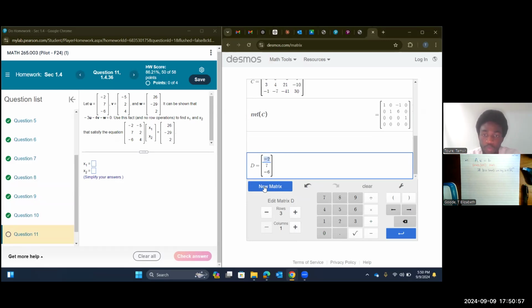Now, you're not supposed to do any row operations here. Read the directions. This is important that you understand what this is saying. Let U equal this vector, and W is equal to this vector. It can be shown that this linear combination equals 0. Use this fact, and no row operations, to find x1 and x2 that satisfy this equation.